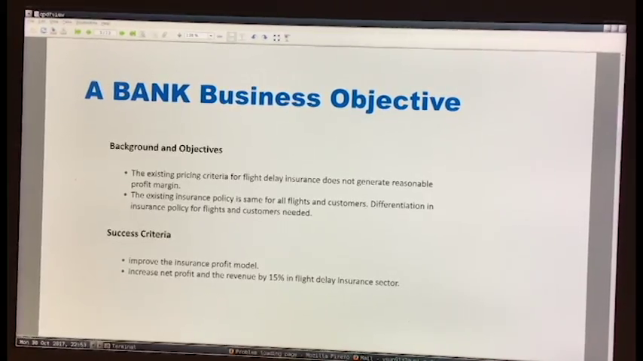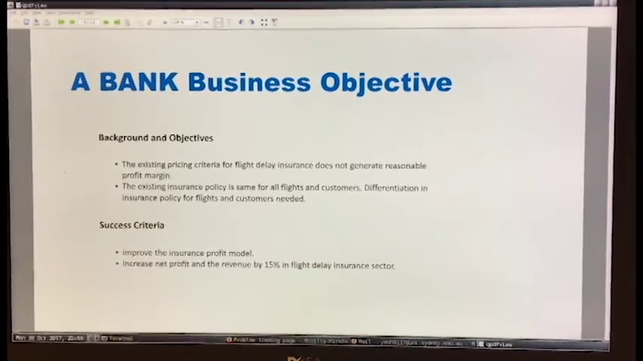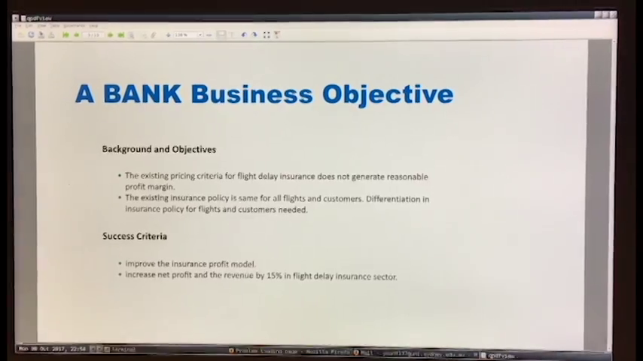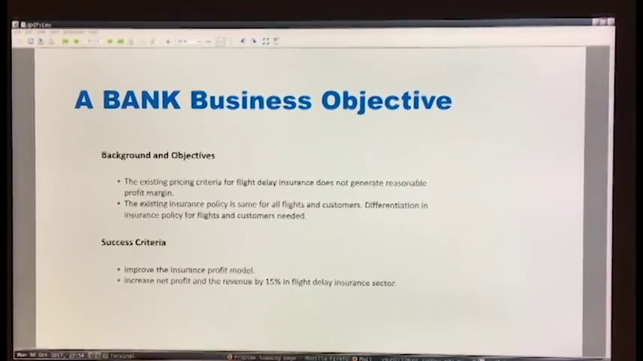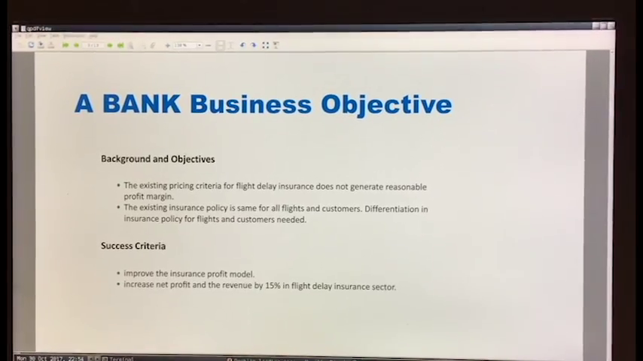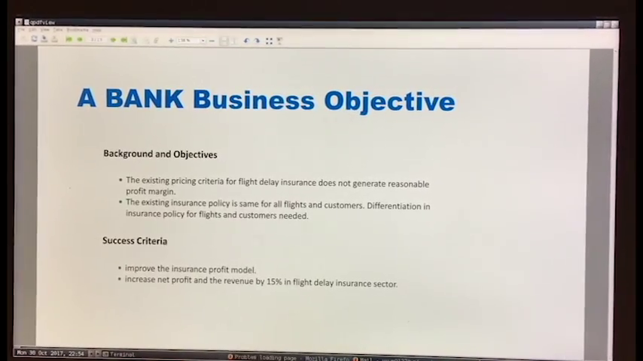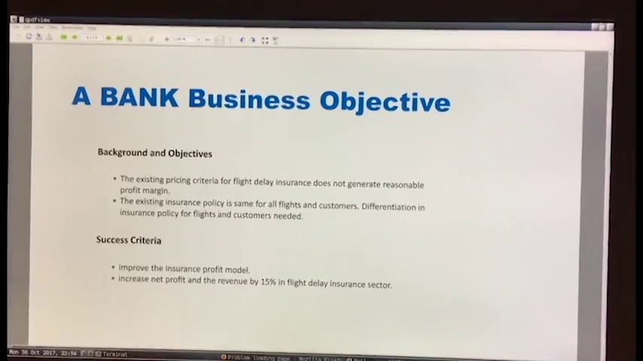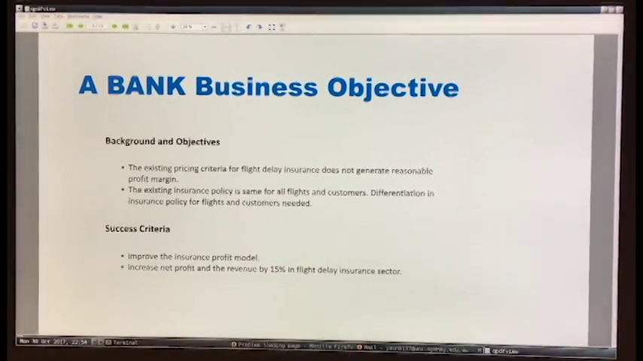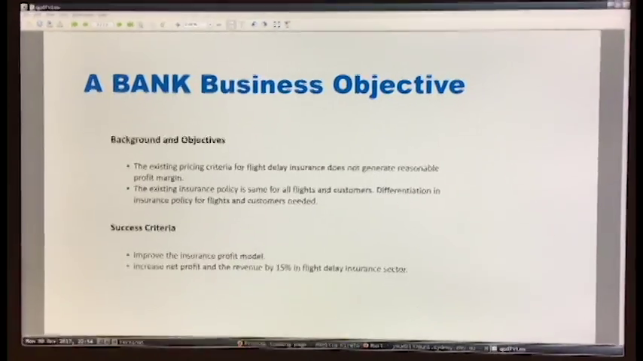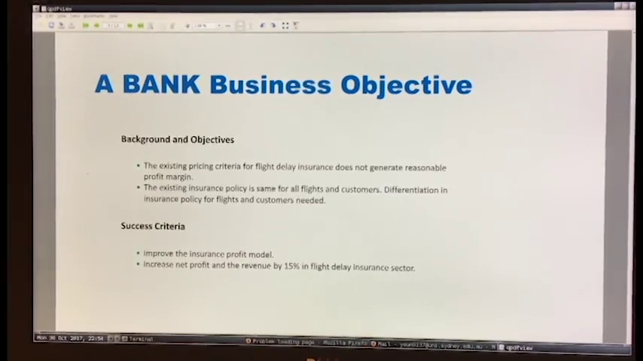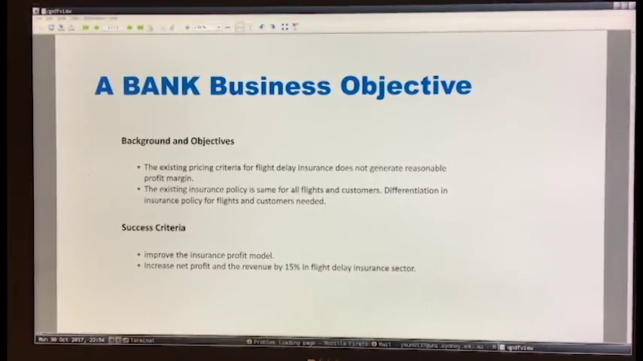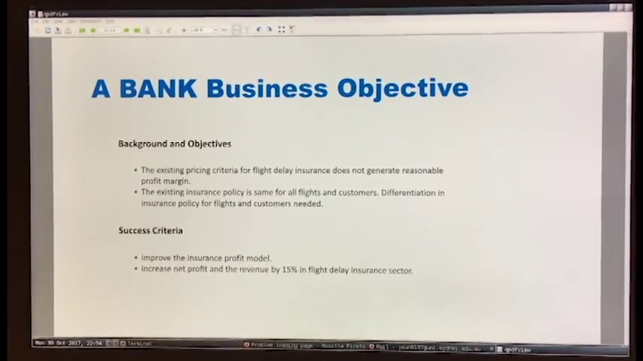the insured person's claim. In other words, they want to have a more accurate pricing model and also a real-time updated pricing model for the premium. Also it differentiates the insurance policy between the customers. The success criteria will be the following two points: improve the insurance profit model, and increase the profit and revenue by 15% in the flight delay insurance sector.